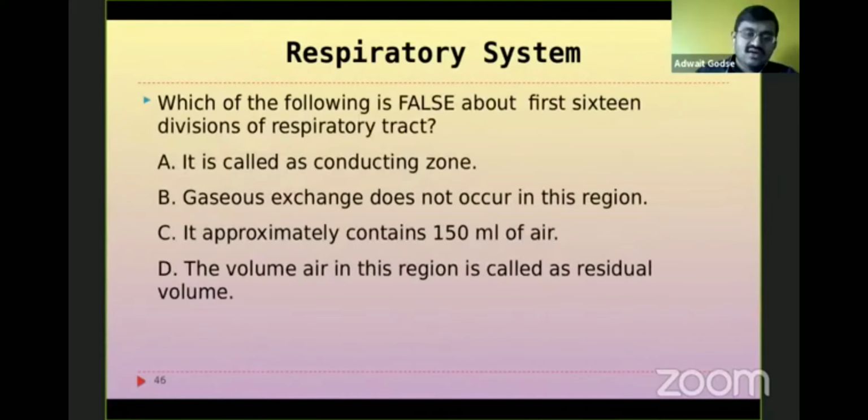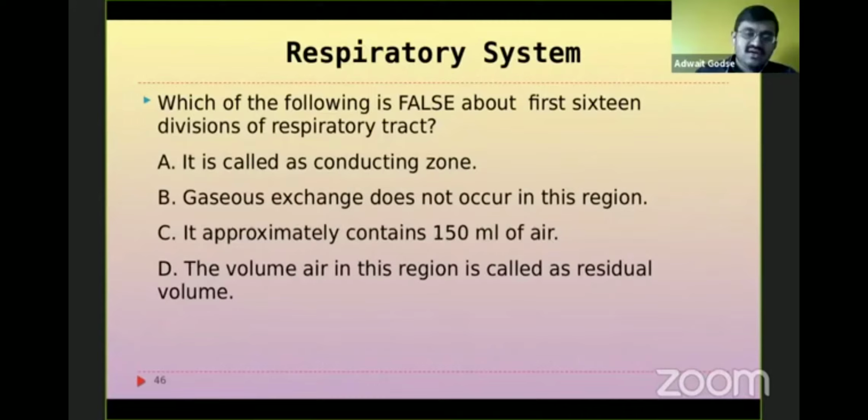Let's approach this. Which of the following is false about first 16 divisions of respiratory tract? It is called as conducting zone. It's a true statement. Gaseous exchange does not occur in this region. Yes, it is a true statement because there are no alveoli present in first 16 division. It approximately contains 150 ml of air. Yes, right. That is a correct option. This is called as anatomical dead space.